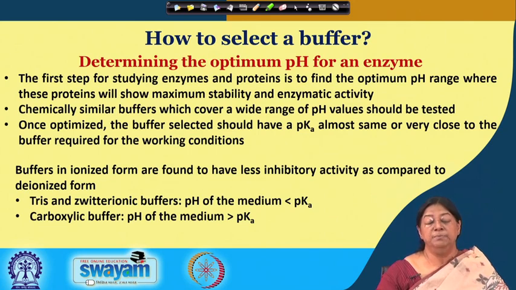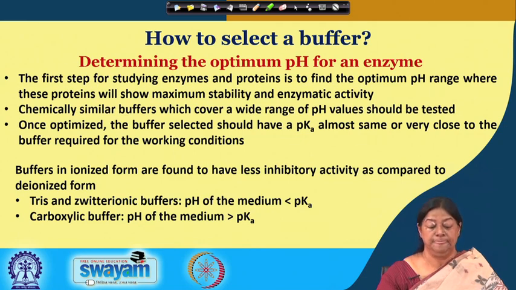To determine the optimum pH for an enzyme, if enzyme activity is being assayed or enzyme kinetics is being studied, it is necessary to know the optimum pH range of the activity of the enzyme, where it shows maximum stability and its enzymatic or catalytic activity. Chemically similar buffers covering a wide range of pH values should be tested, and once an optimum buffer solution is obtained having the pKa as desired, then it can be used for the specific biochemical experiment to be conducted.